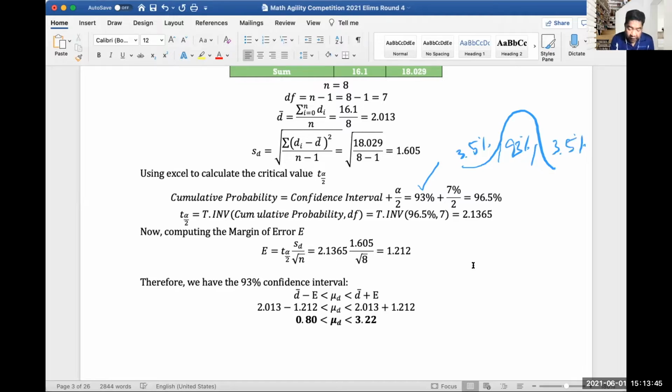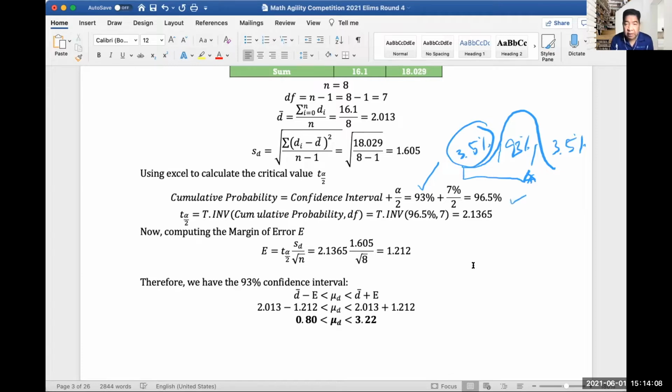So we're taking only the critical value. The critical value would fall on this line. So that would be 93% plus this value here. That's why we divided 7 over 2, because that will be equal to 3.5%. So our cumulative probability is 96.5%.